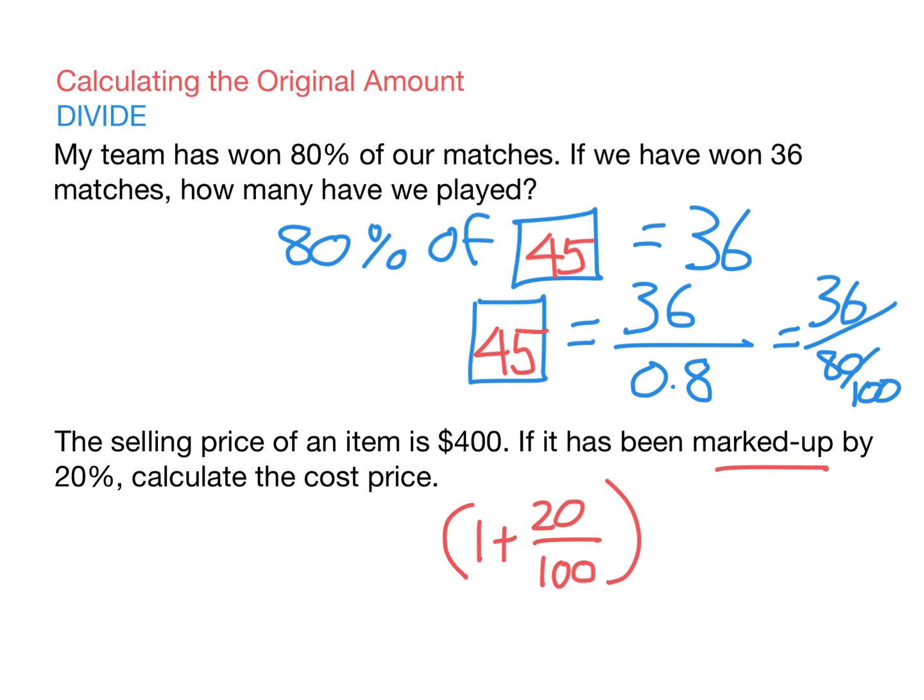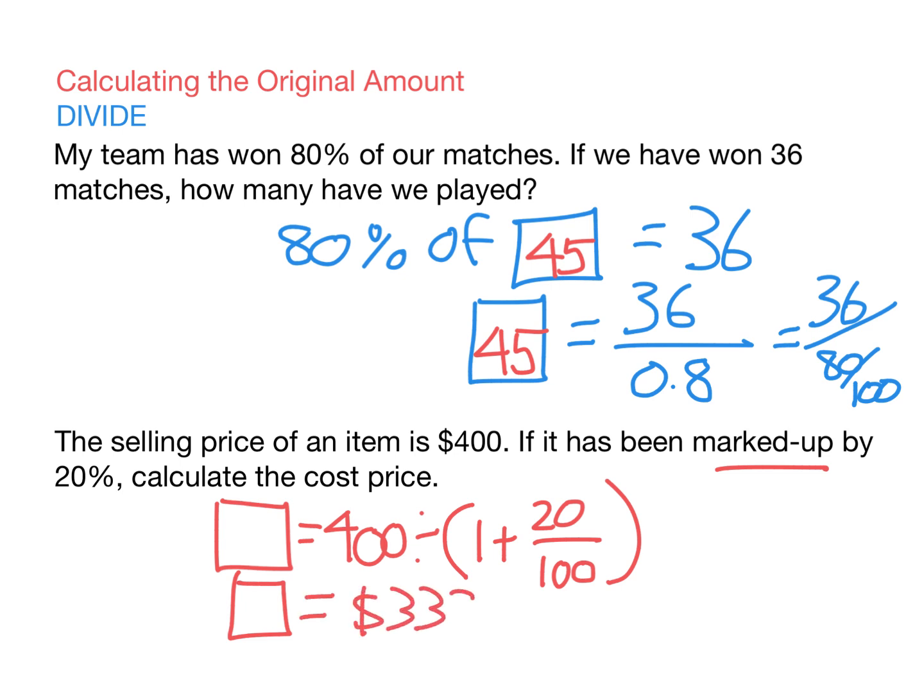We're not increasing 400 by 20%. We're saying what number do you start with, then increase by 20% to get 400. So instead of going 400 times 1 plus 20 over 100, we're going to go 400 divided by 1 plus 20 over 100. The answer we get is 333.33333. When we're dealing with money, just give 2 decimal places. So $333.33. If you start with this price here, which is the cost price, and you add 20% to it, you get the final or the selling price.